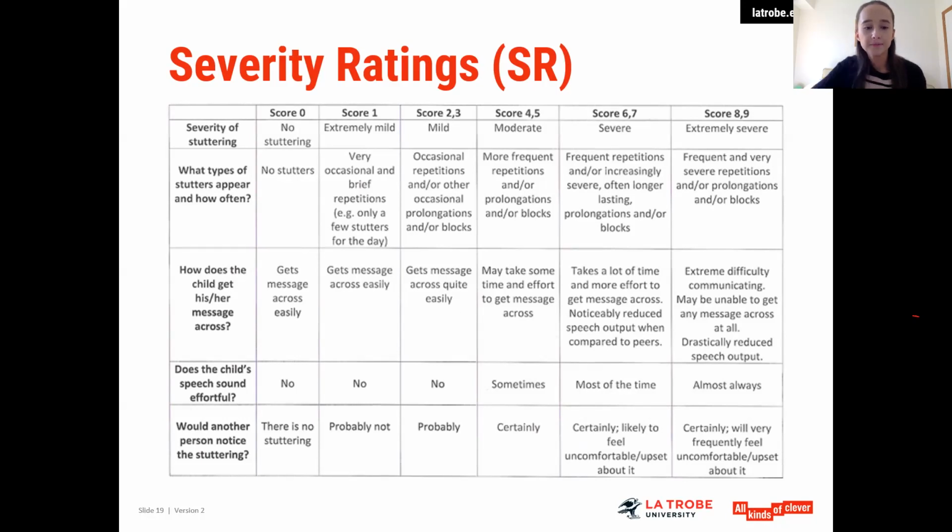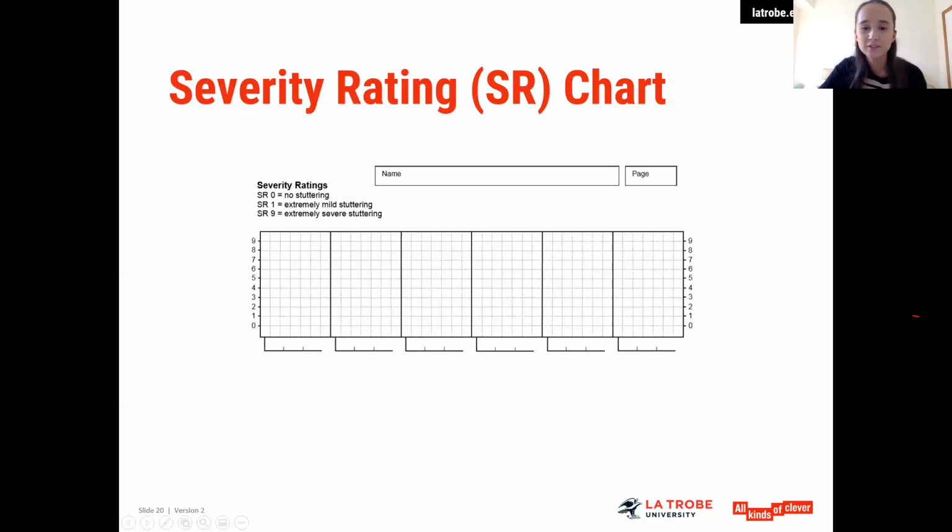And now, yeah, so I can see someone's put in the chat 8. I might also show you our severity ratings chart. And we've got another response, 4 to 5.